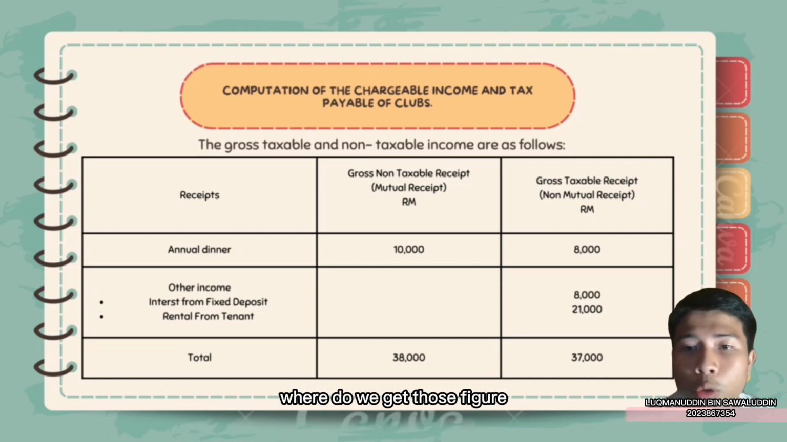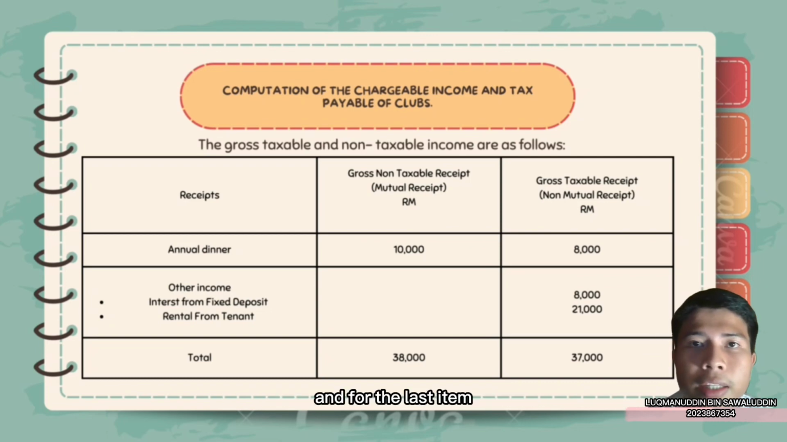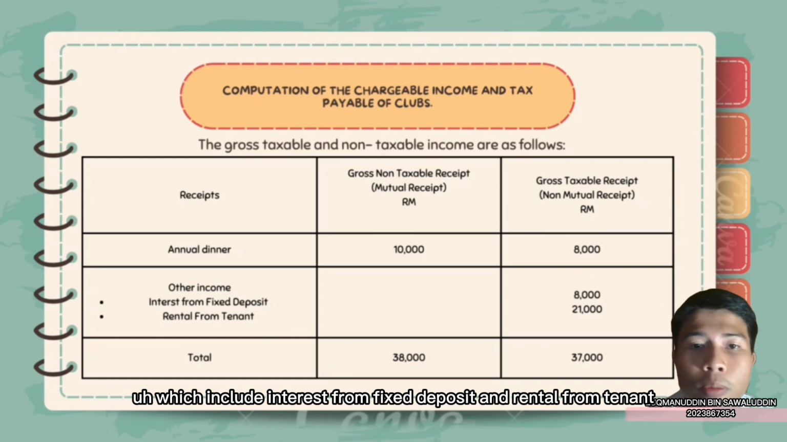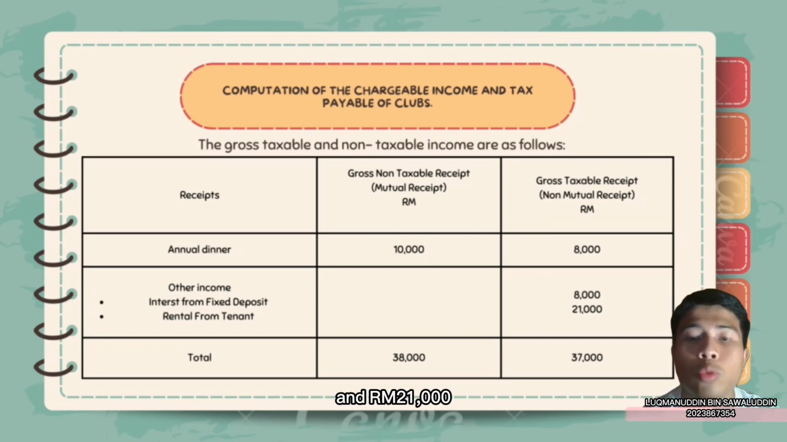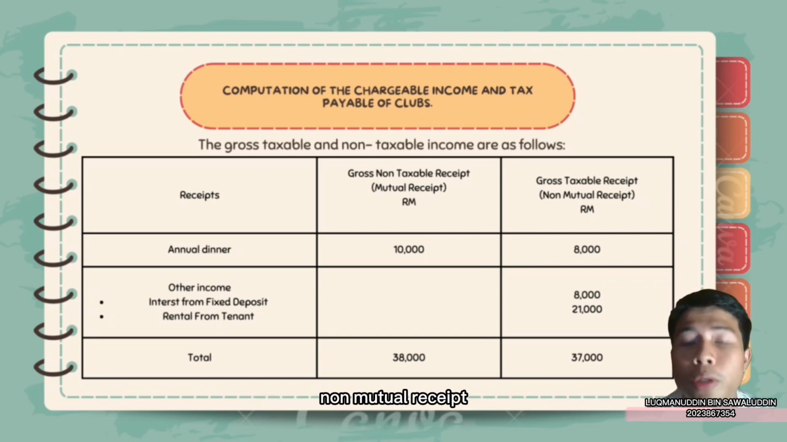Where do we get those figures? Those figures are the income derived for the club from the sale of tickets for the annual dinner. And for the last item, it is the other income, which includes interest from fixed deposit and rental from tenant, which amounted to 8,000 ringgit and 21,000 ringgit. Both incomes are not derived from the members, so we should put them in the gross taxable receipt, the non-mutual receipt.